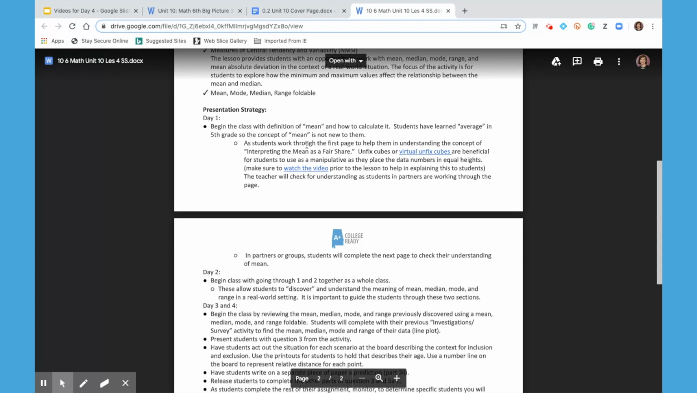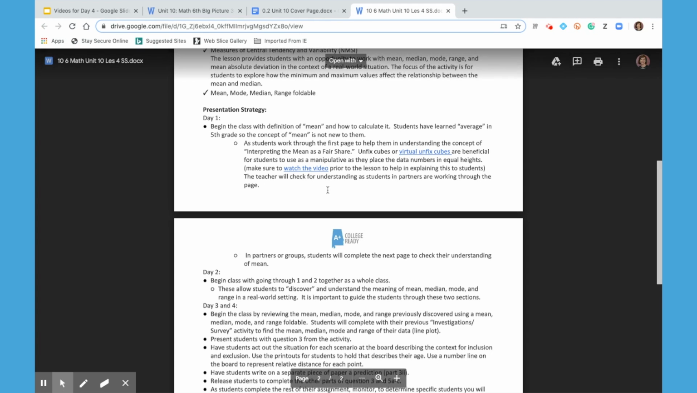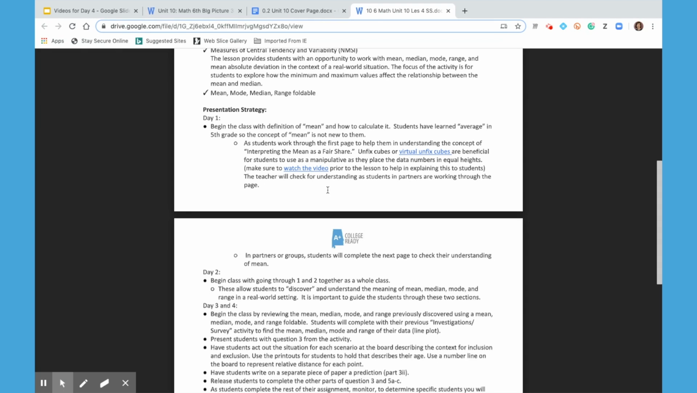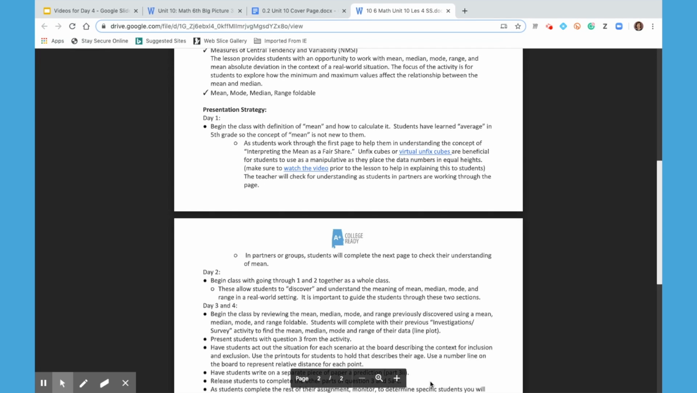So it says begin lesson with the definition of mean and how to calculate it. Students have learned average in 5th grade, so the concept of mean is not new to them. Then it talks about how you can go through it. It also gives way to doing this virtually along with actual Unifix cubes to have them put it out on their desk. Let's go ahead and get started in our lesson on measures of central tendency.